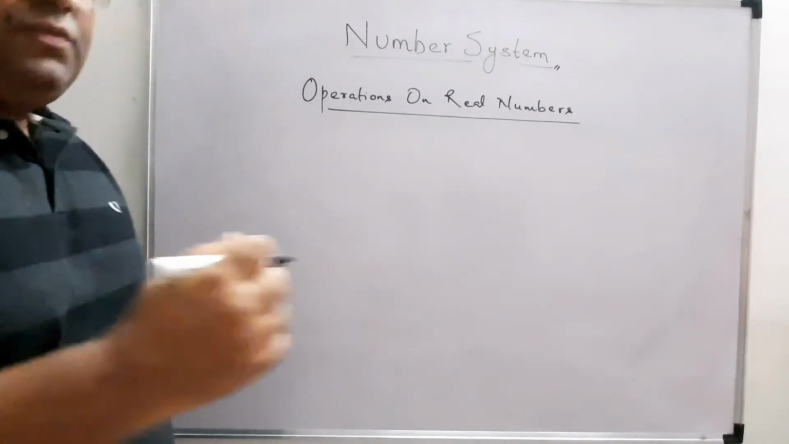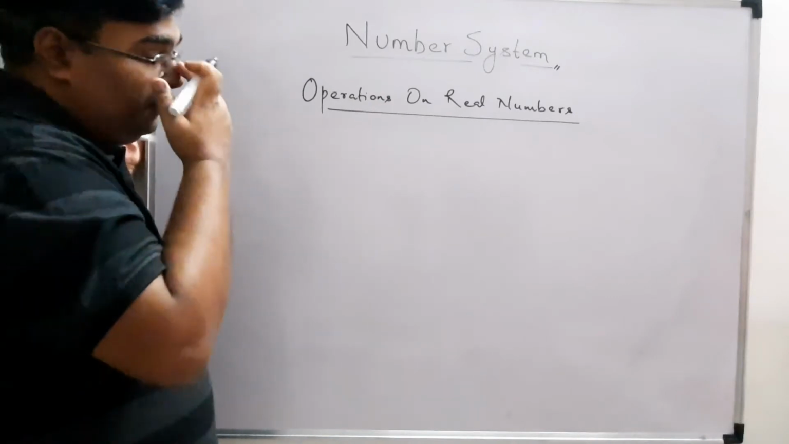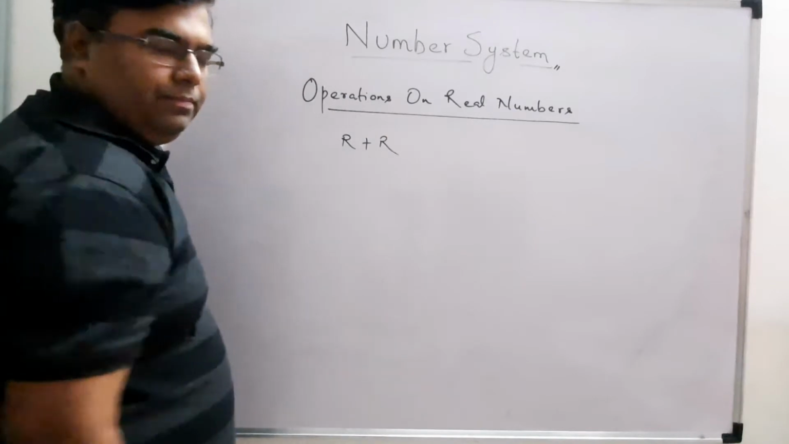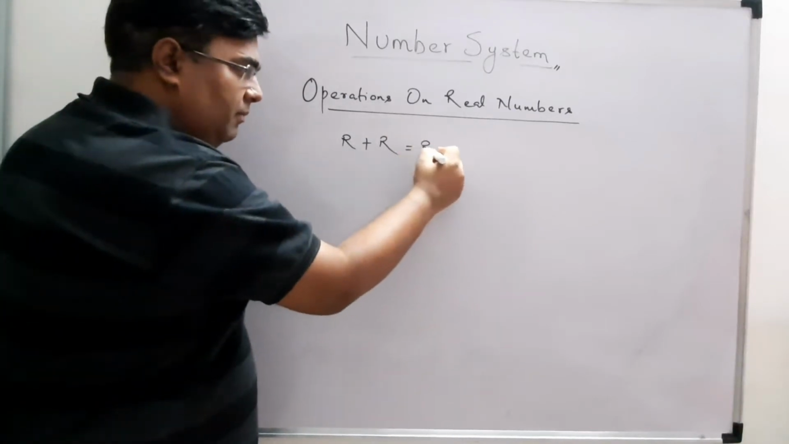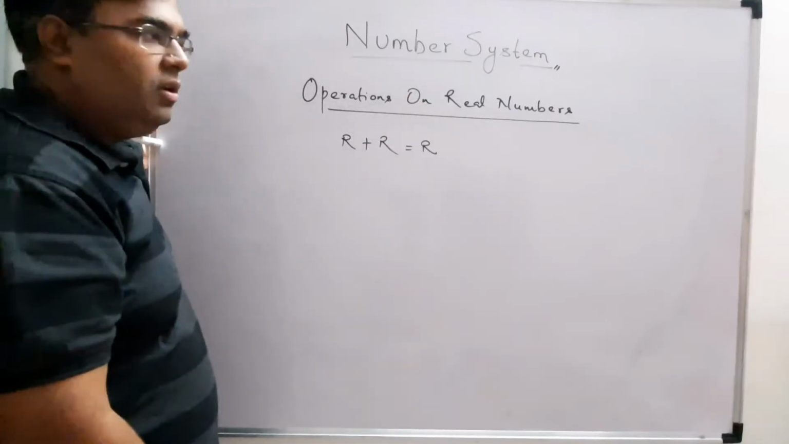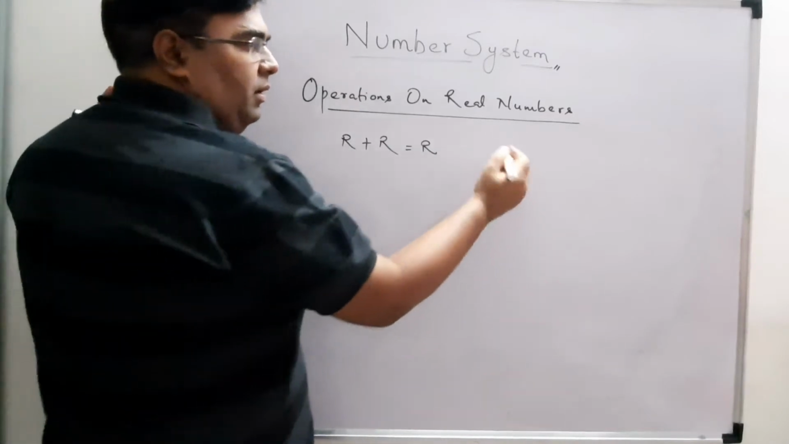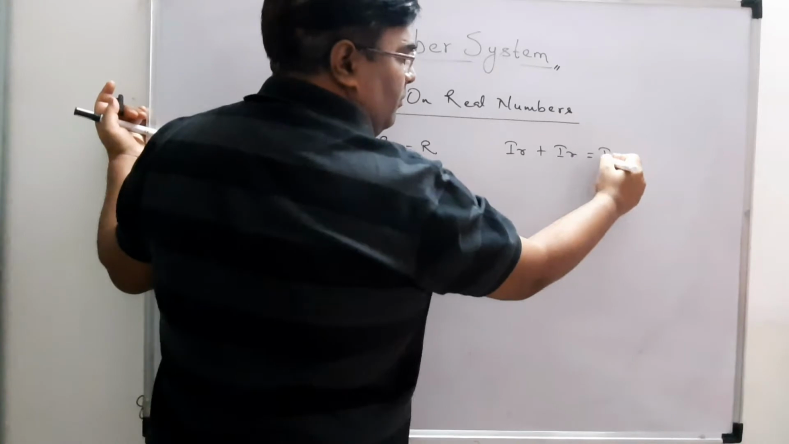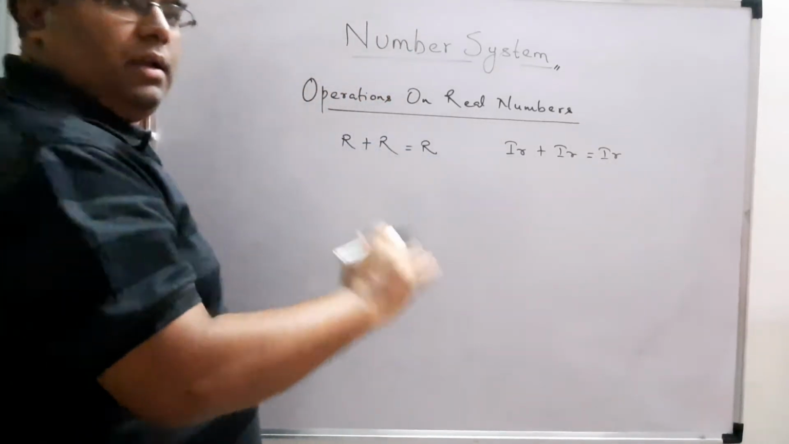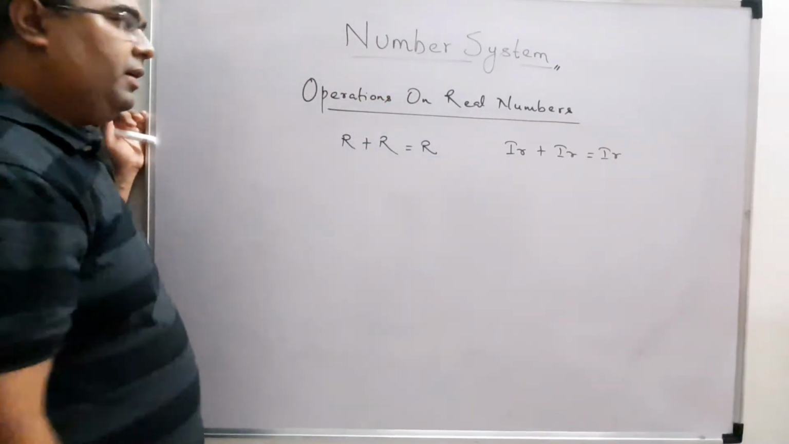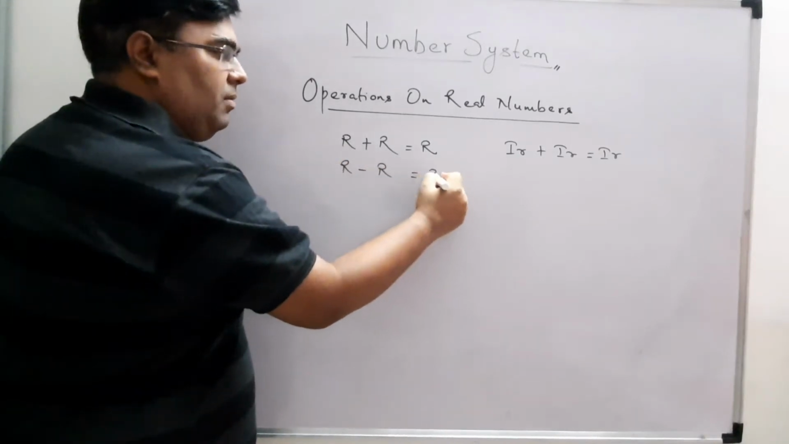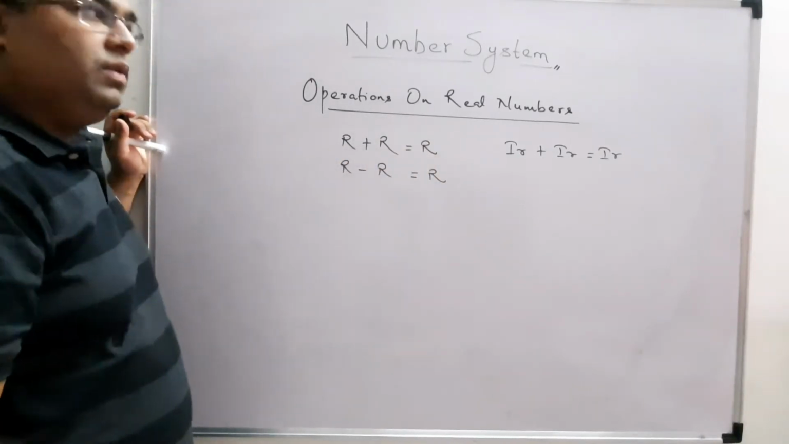Let us first understand that if you add two rational numbers, you will get another rational number, right? Similarly, if you add two irrational numbers, you will get irrational. Okay, clear? If you subtract two rational numbers, you will get rational.